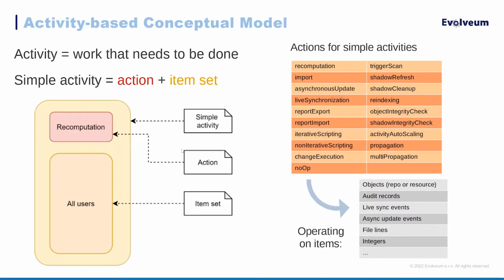Other common types of simple activities are, for example, import from resource, live synchronization, creating a report, running a script, scanning for object triggers, or even a special no-operation activity that is useful mainly for demonstration and testing purposes. These activities operate typically on MidPoint objects coming either from the repository or a resource. But some of them may deal with other types of items like audit records, synchronization events, or even lines in a file or simple numbers.